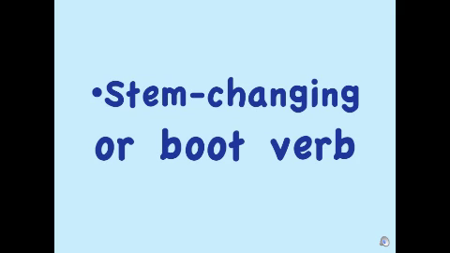First of all, tener is irregular in the yo form, meaning we cannot just drop the ER off of tener and add an O like we would with a normal ER verb, but instead we add GO. Tener is also what we call a stem changing verb or a boot verb. This means that the E in ten changes to an IE in all forms except nosotros and vosotros. We'll talk much more about stem changing verbs, also known as boot verbs, later, but it's important to know that tener is a stem changing verb.